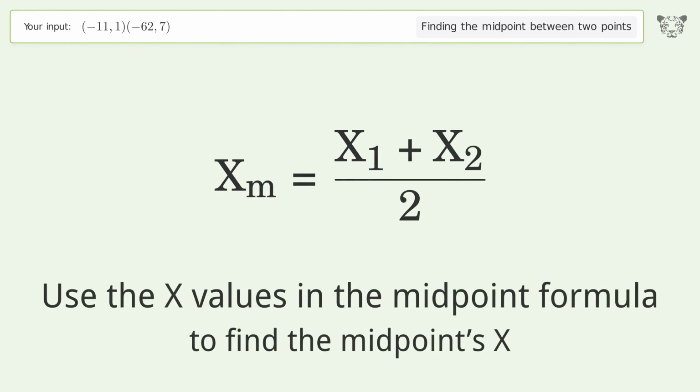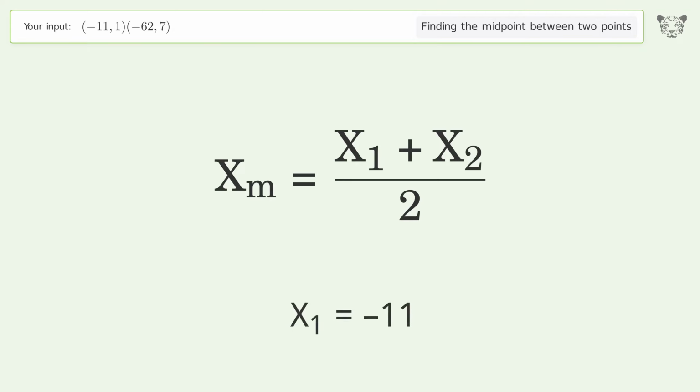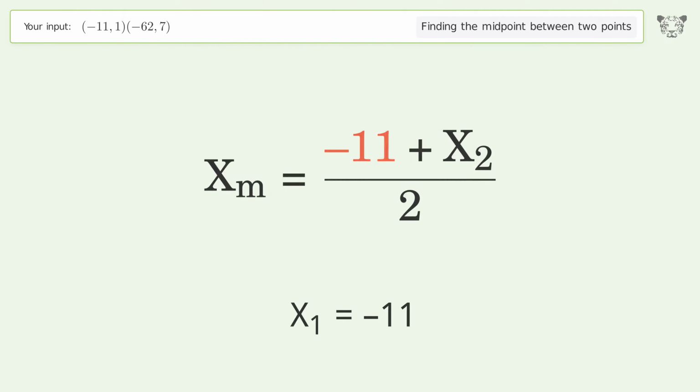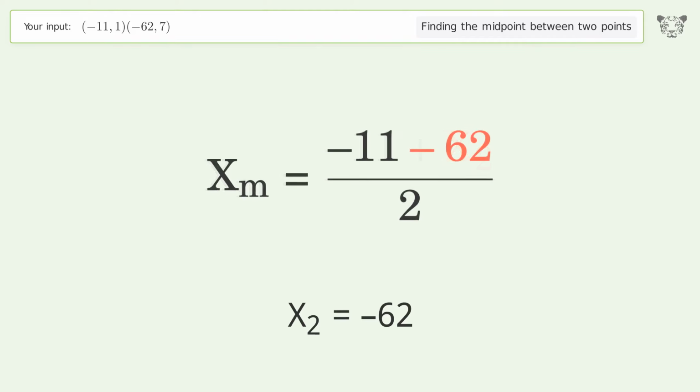Use the x values in the midpoint formula to find the midpoint's x. x1 equals negative 11. x2 equals negative 62. Simplify the arithmetic.